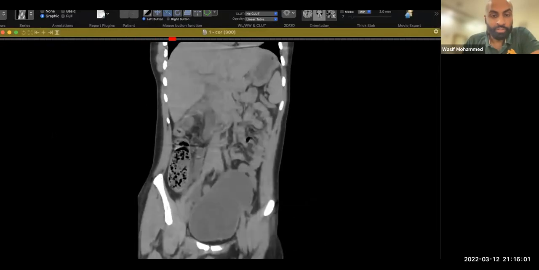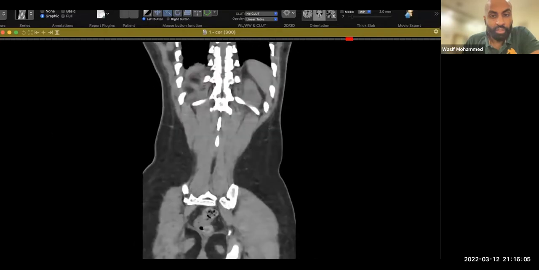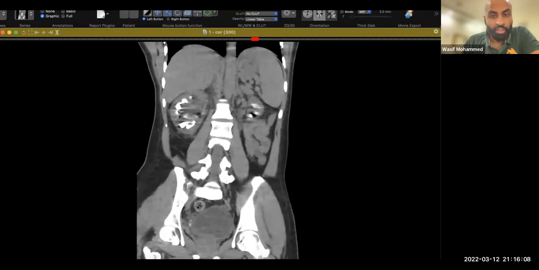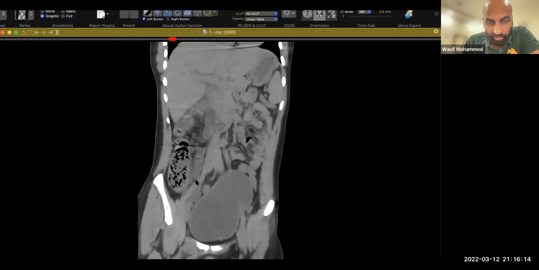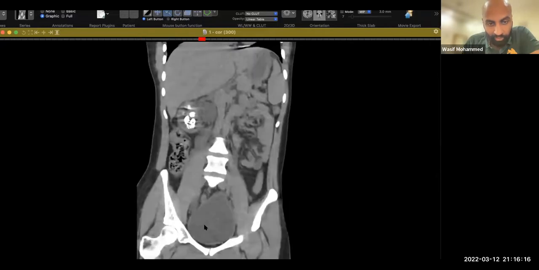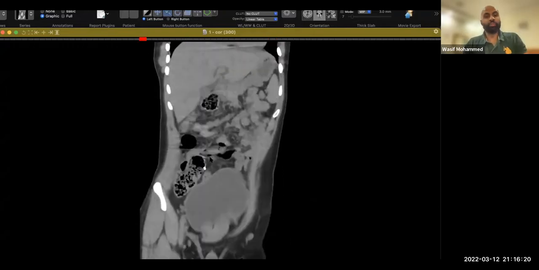Okay, so just for everyone's satisfaction, this is the coronal CT images. So you have this calcinosis, which is limited to the medulla. There's renal dilatation of the collecting system, and there are distal ureteric calculi, and these are post-appendicectomy clips.